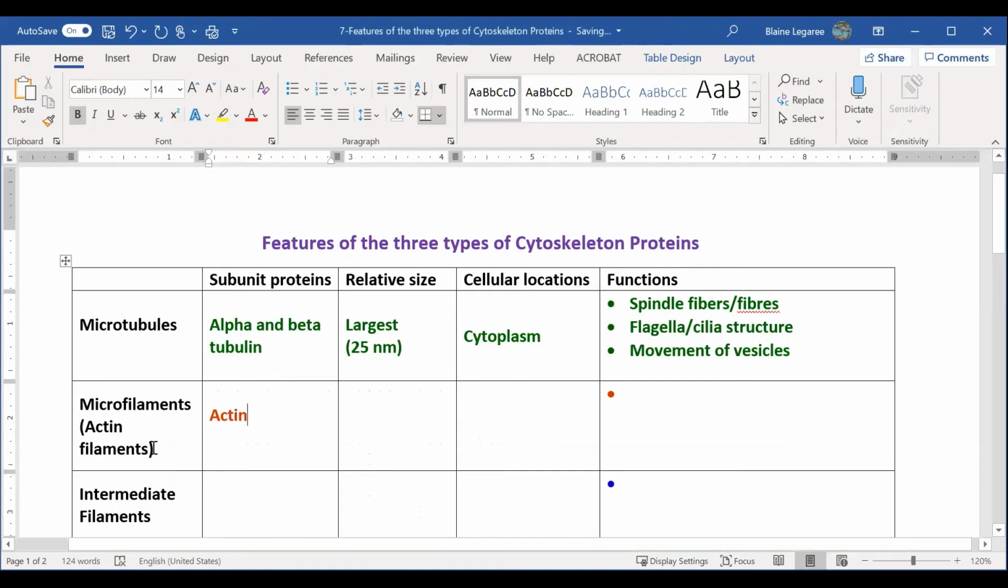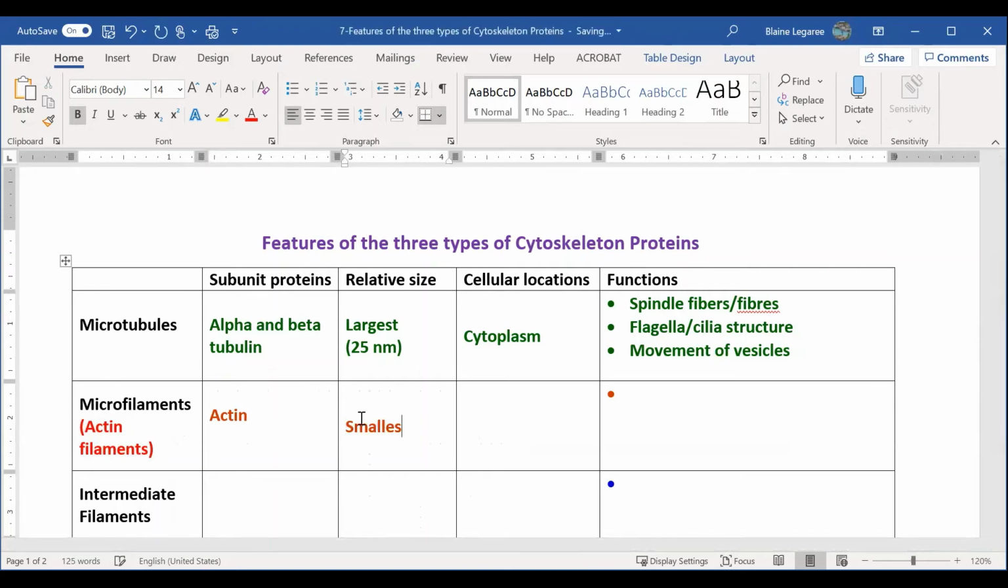Because of that, in some textbooks we actually call them actin filaments. So I sometimes use those names interchangeably. I'm trying to be consistent with the textbook, and the textbook consistently uses microfilaments, so I'm going to try to always do that. But I like the name actin filaments better because it reminds me that they are made out of actin.